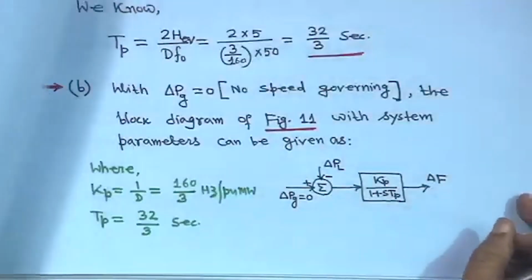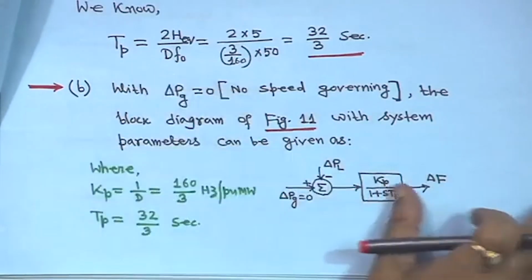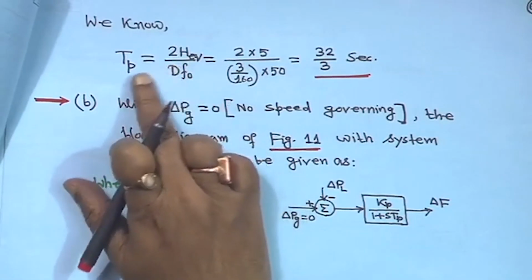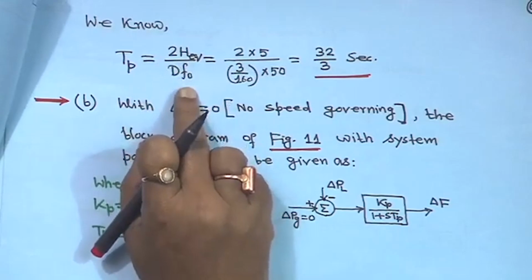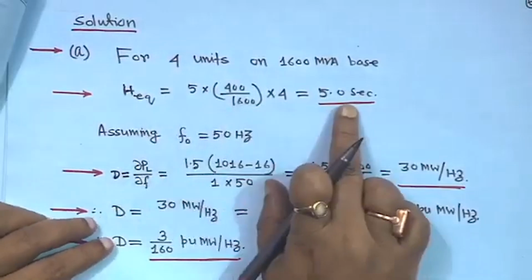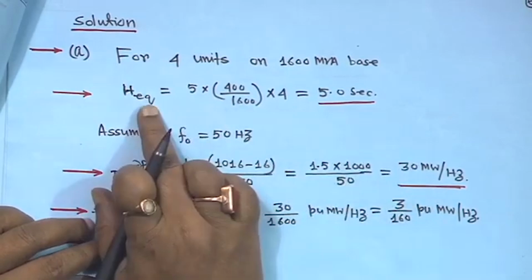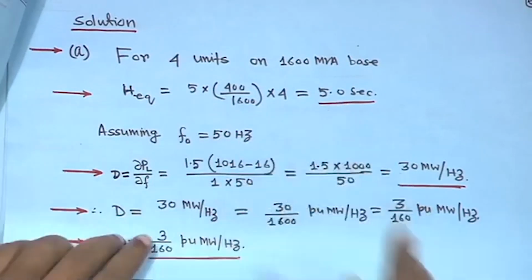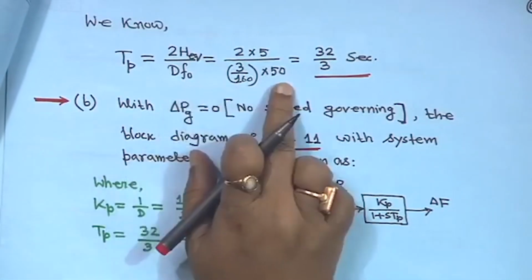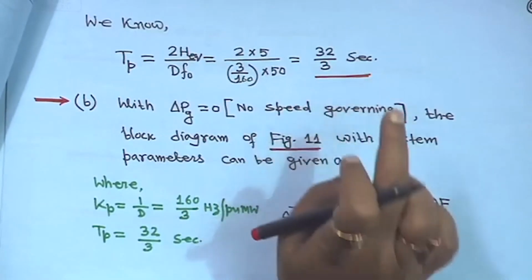Right. Therefore, we know that Tp is 2H upon D F0, but in this case we found Heq is equal to 5 seconds. So instead of H we write Tp is equal to 2 Heq upon D into F0. Heq is 5 seconds, D we just got as 3 by 160, and F0 is equal to 50 hertz. So that becomes 32 by 3 seconds.